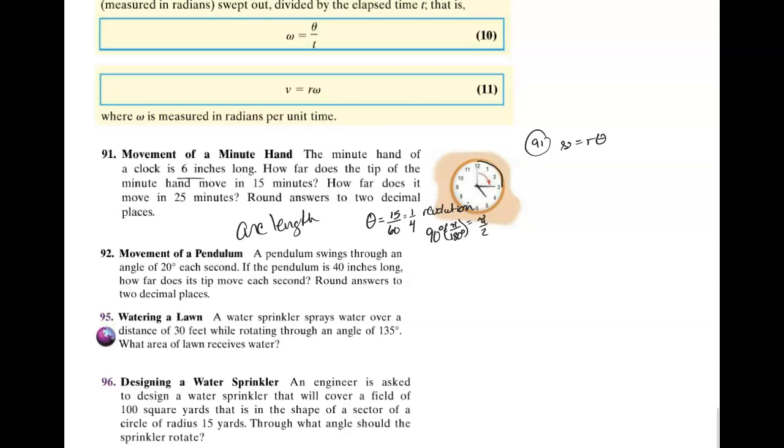Now, they tell us that the minute hand is 6 inches long. That's our R value. So arc length is equal to R times theta. So we're going to get 3 pi inches for that. And if we wanted a decimal approximation, we could type that in the calculator. I'm going to do that off to the side. I got 9.42 inches for that one.